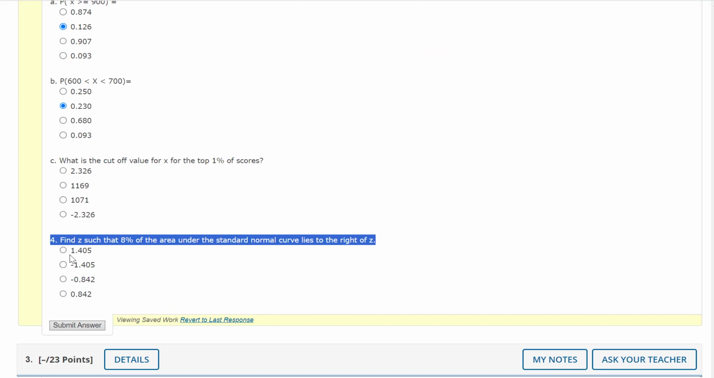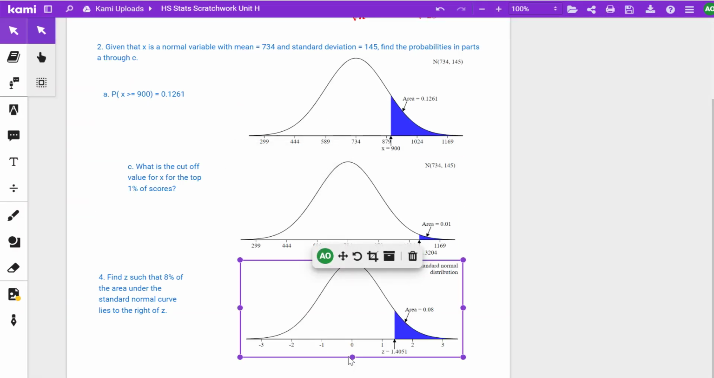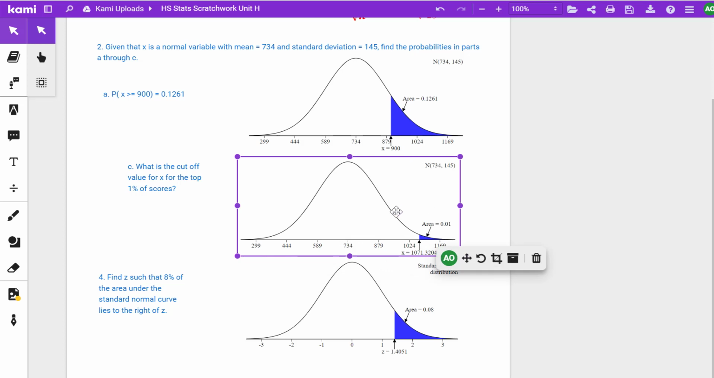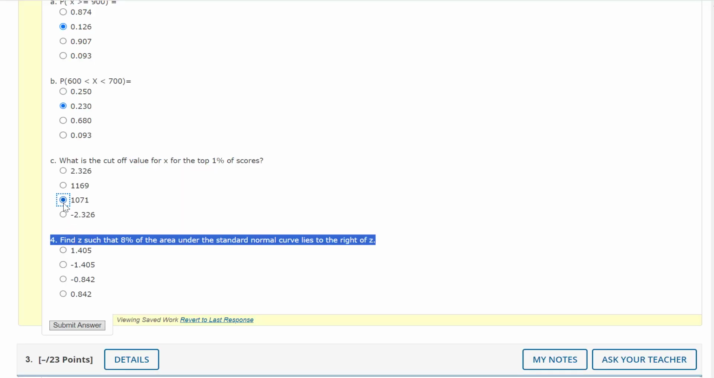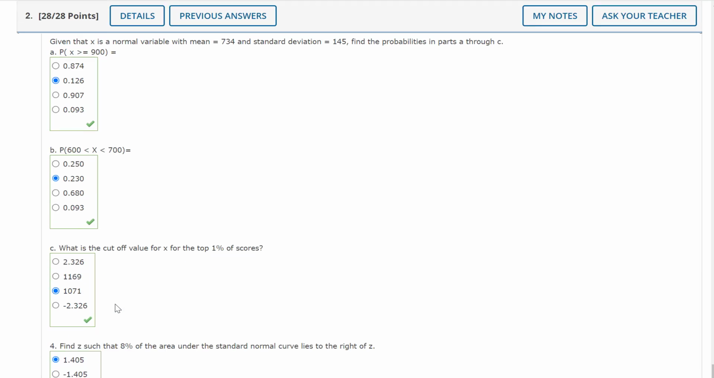And that should be it. Oh, I didn't even do the values. So what was it? Here it's 1.4051 in that area. This is 1071. There's 1.405. That looks like it. And let's submit our answers. Make sure we got all our credit.